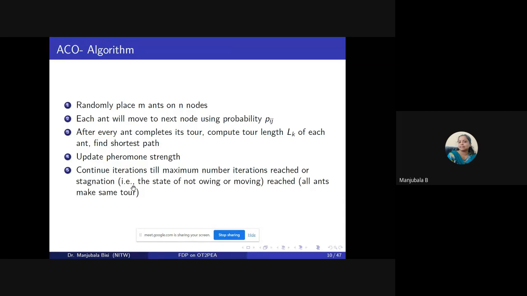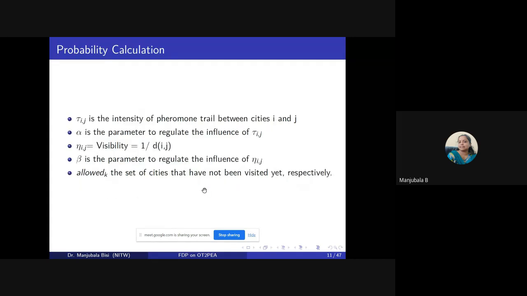So we'll see with respect to the TSP what the ant is, what the solution is, how to find out the tour length, how to find out this probability value, and how to update this pheromone strength. We'll see those things. There is some terminology you have to follow in ant colony optimization also. The first one is tau ij, the intensity of the pheromone trail between the two nodes i and j.